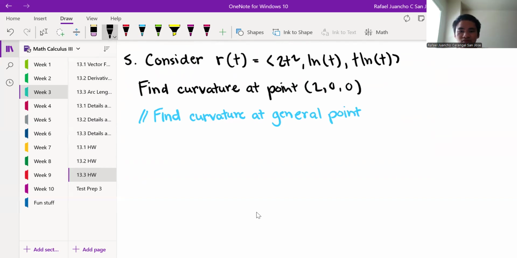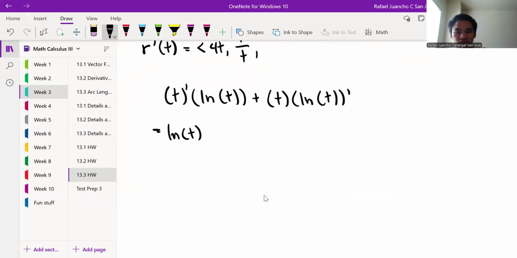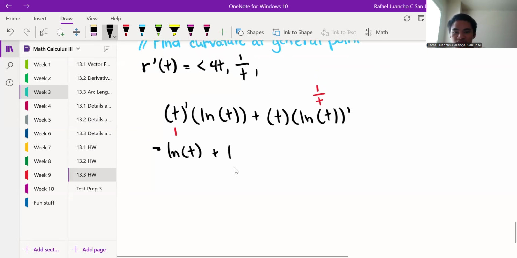Right? So let's think about it. Well, we need the formula. So we need to find its derivative. So this would give me 4t. This would give me 1 over t. The derivative of this thing is product rule. I can take the derivative of this, I add it, and I take the derivative of this thing. And so this will give me ln of t, because this is 1. This will give me 1 over t, right? So that will give me 1. Yeah, that's it. I have ln of t plus 1.